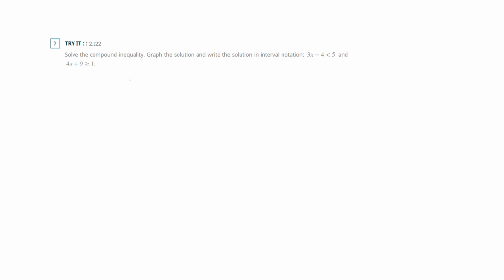So if you did not try that last one, I'd really recommend you pause and try this one. Now, it's an "and" again, so we want that overlap region. So I'm going to work through this.